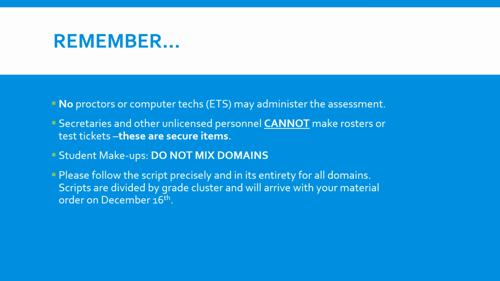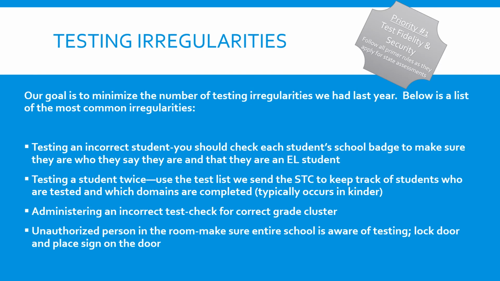Please follow the scripts precisely and in their entirety for all domains. Scripts are divided by grade level clusters and will arrive with your material order on December 16th. Our goal each year is to minimize the number of testing irregularities from the year before. On the next 2 slides is a list of the most common irregularities. Please take a few moments to read through these irregularities and pay close attention to the ways you can avoid them.